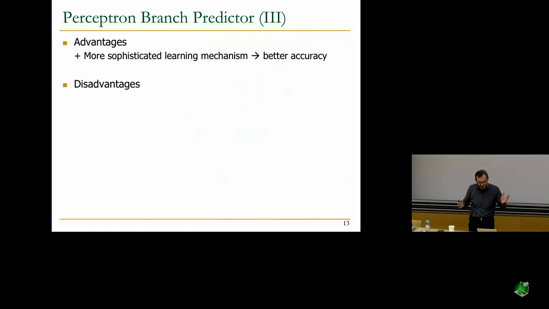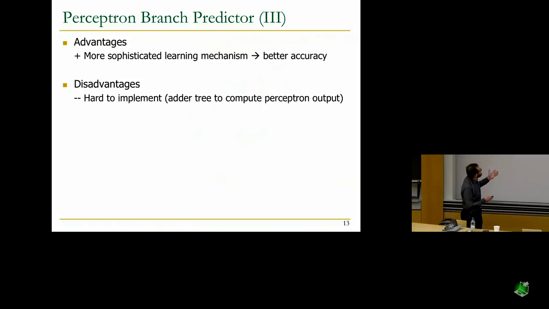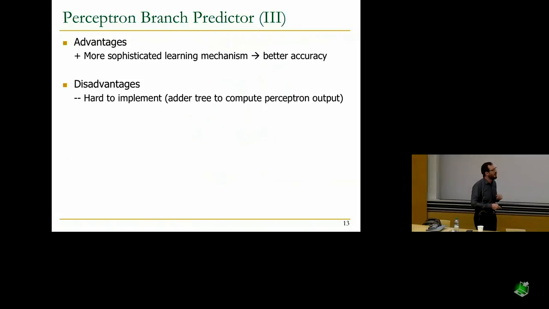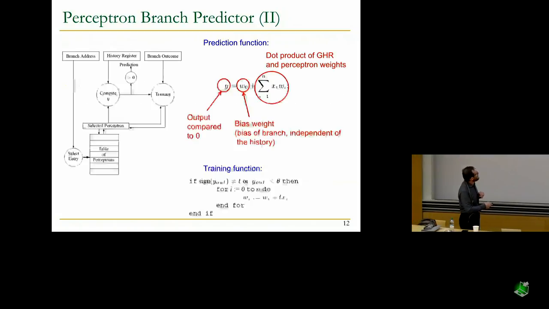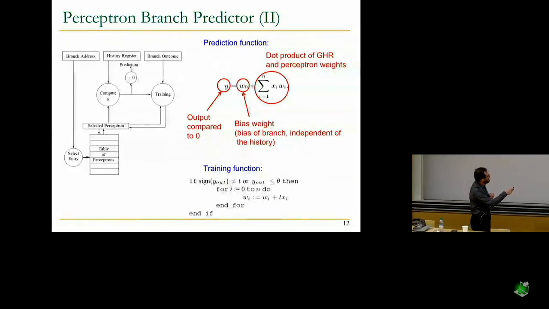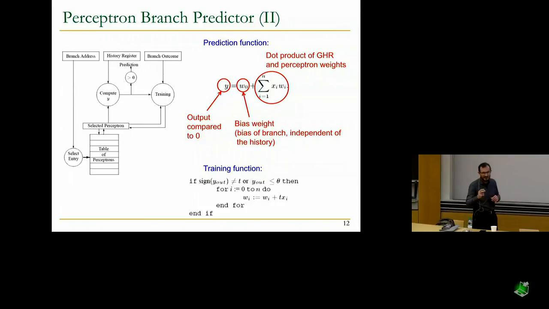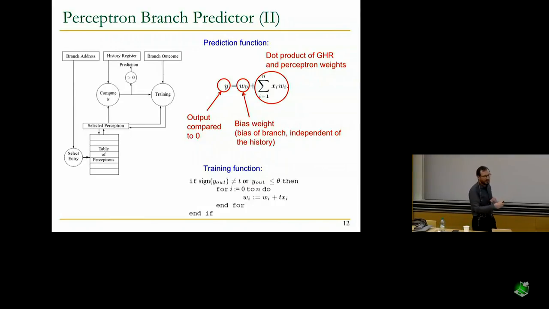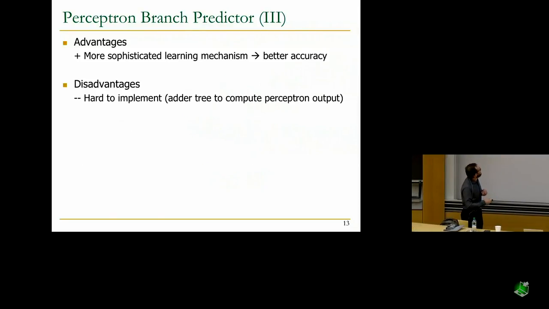So what are the advantages? The advantage is a more sophisticated learning mechanism. As a result, you get better accuracy, actually. The disadvantage is it's hard to implement. So if you go back, you need an adder tree to compute perceptron outputs, right? It's essentially an adder tree that you need, and another addition. All of this is a tree, actually, in the end. And to do the training, you need to do some more. But training is usually not on the critical path. This is on the critical path because you need to generate a prediction in a single cycle when you're fetching this branch. Okay, and there are other disadvantages also.